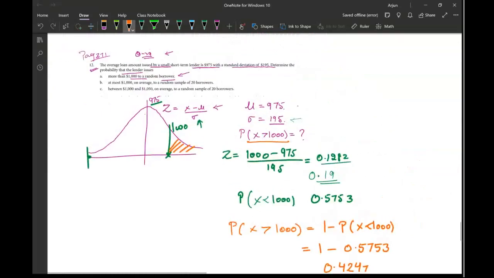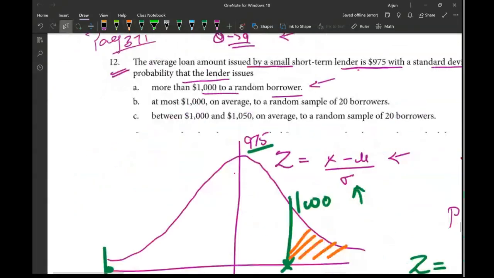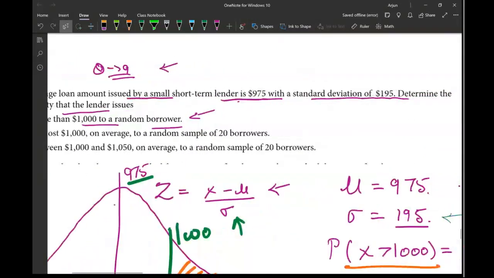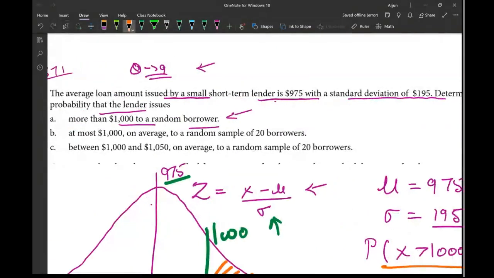Or in another way, I can say that the probability that the lender issues more than $1,000 to a random borrower is 0.4247. That is the probability value.